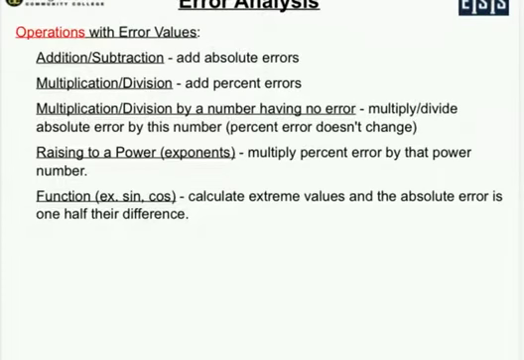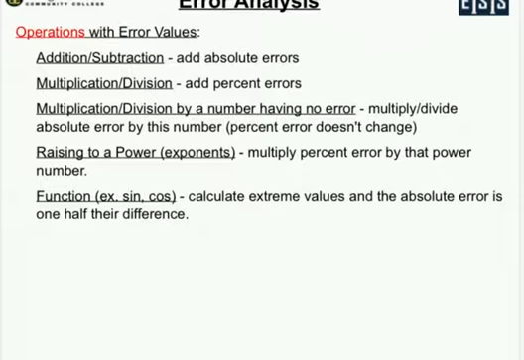Now finally, you will occasionally have to do operations with your error values. You may be adding and subtracting numbers, multiplying, division, raising to a power, etc. So there are some rules here to go by. If you're adding or subtracting two values, two numbers with absolute errors, you're going to take their absolute errors and add them together.